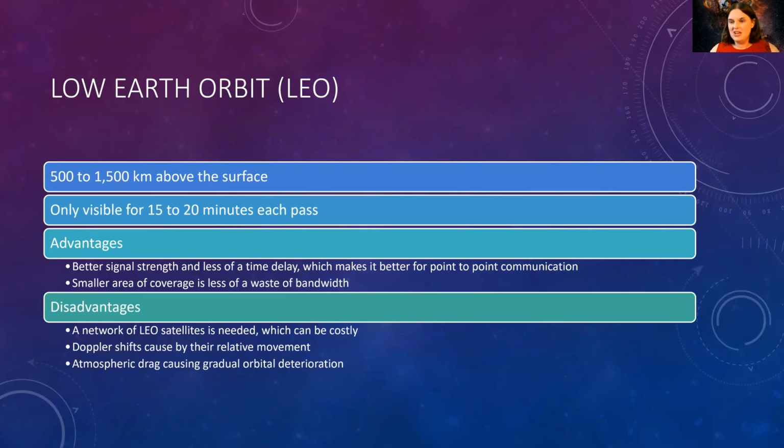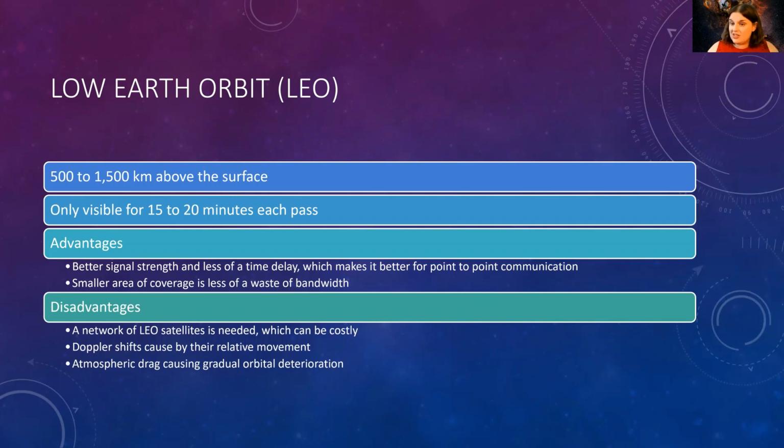Low Earth orbit. So the ones that are really, really close to the surface, roughly between 500 to 1,500 kilometers above the Earth's surface. They're the ones on the barely outskirts of our atmosphere, and they travel really fast. They have to travel fast enough that Earth's gravity doesn't pull them down. So you're only able to see them for about 15-20 minutes each pass. They go really fast.